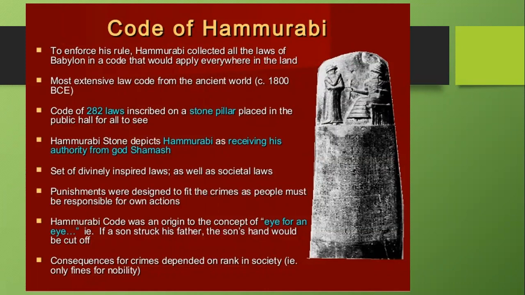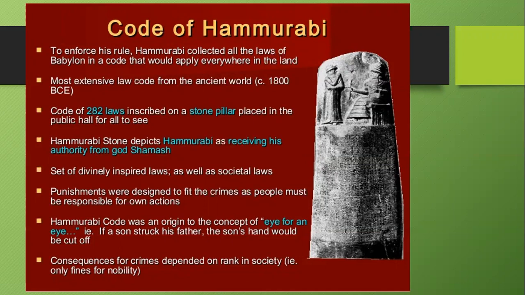To enforce his rule, Hammurabi collected all the laws of Babylon in a code that would apply everywhere in the land. It was the most extensive law code from the ancient world. So it was about 1800 BCE. The code had 282 laws inscribed on a stone pillar and placed in a public hall for all to see.